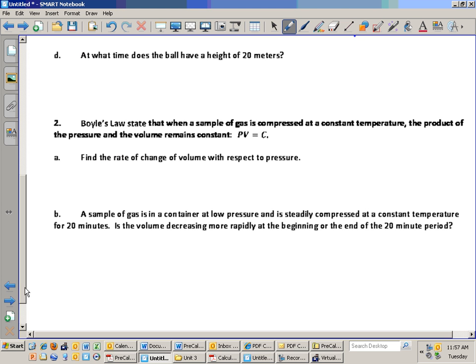Okay, at what time does the ball have a height of 20 meters? Uh-oh, now what? First equation or second equation? First equation, height of the ball, when is it 20? So 20 equals the height of the ball, 18t minus 4.9t squared.